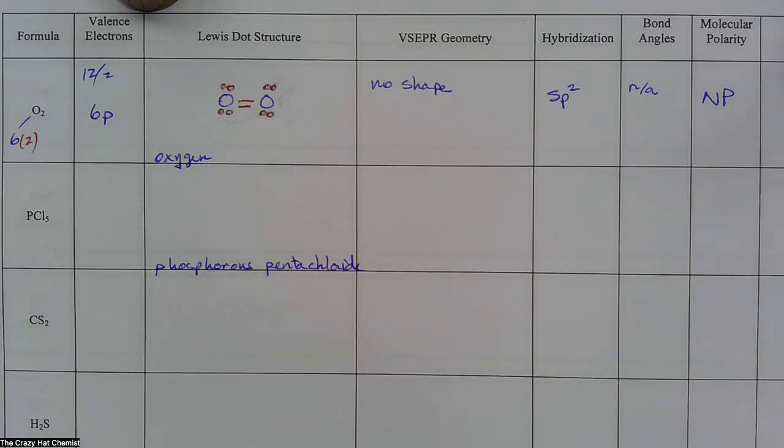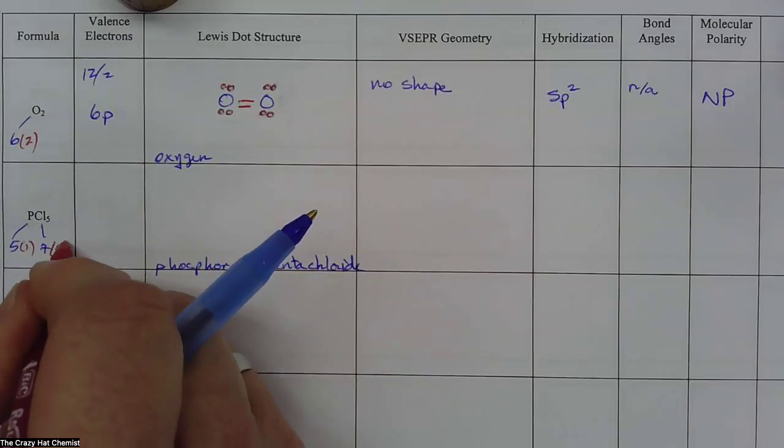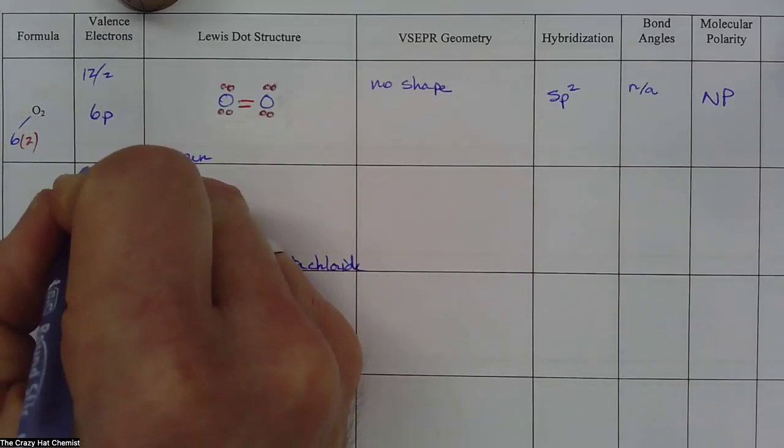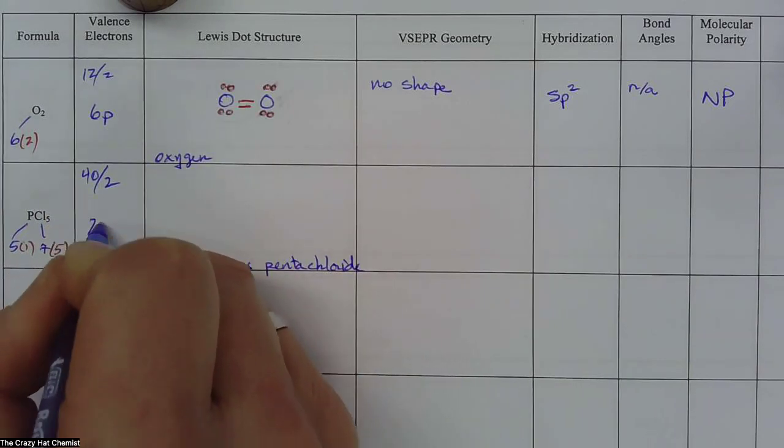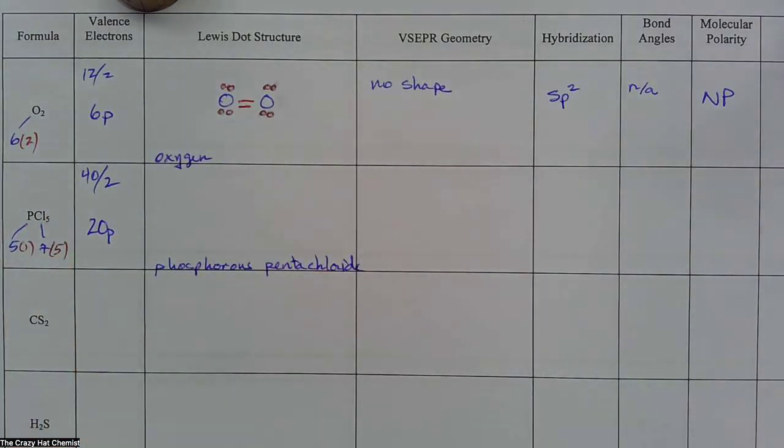Okay. So phosphorus has 5 valence electrons, of course there is 1 of those, and then chlorine has 7 valence electrons, and of course there's 5 of those. We're going to add those up, and we get 40 electrons. We're going to divide by 2. That's 20 pairs that we are going to be working with.